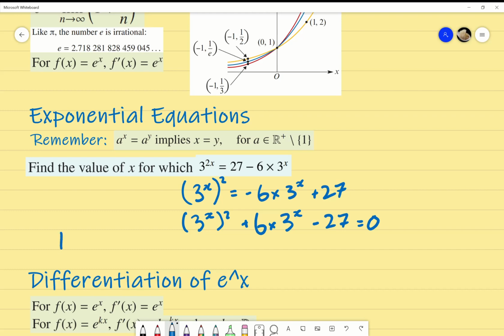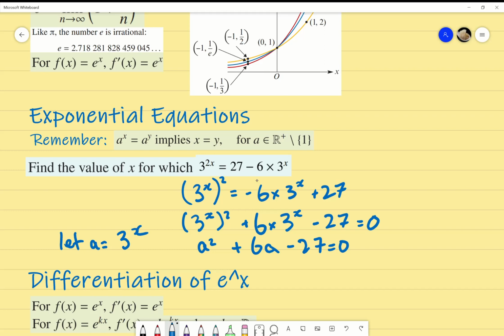If I let a equal 3 to the power of x, we have a squared plus 6a minus 27 equals 0. All of a sudden seems a lot more solvable, doesn't it? What approach might I use for this one now? Caitlin? Yeah, easy. Let's do the cross method.